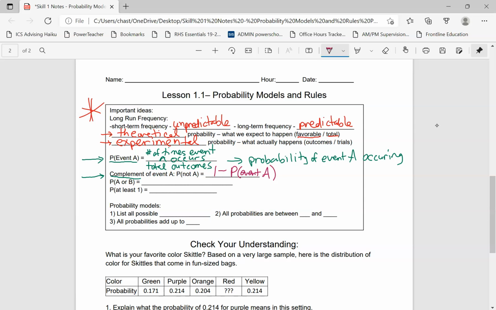For the probability of A or B, you take the probability of event A, add it to the probability of event B occurring, and that's if A and B cannot occur together, cannot happen together.